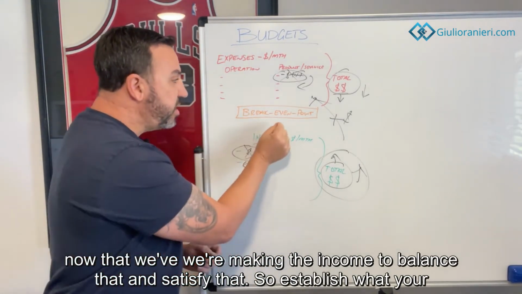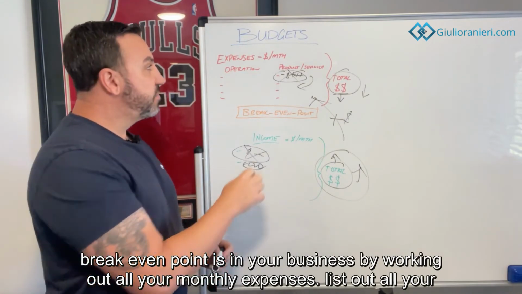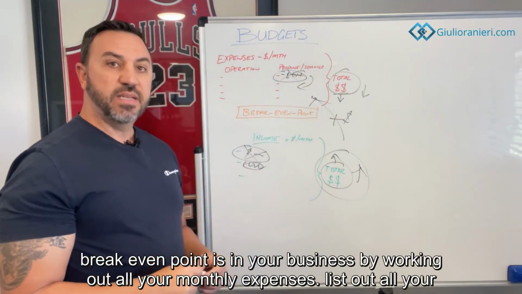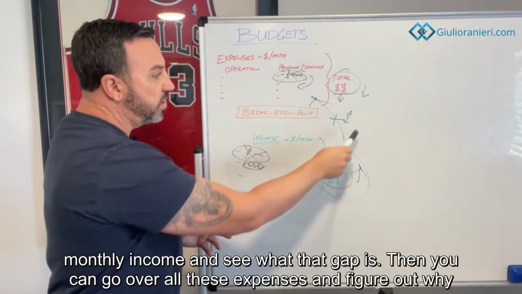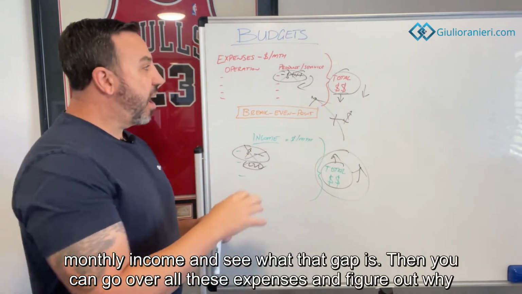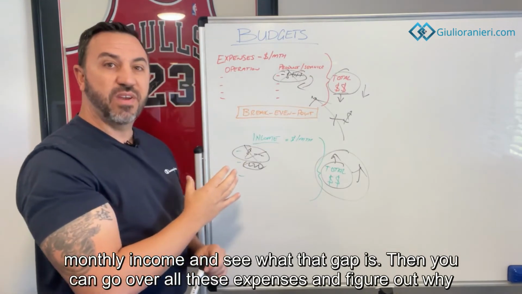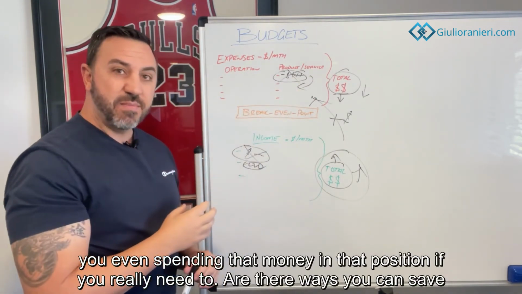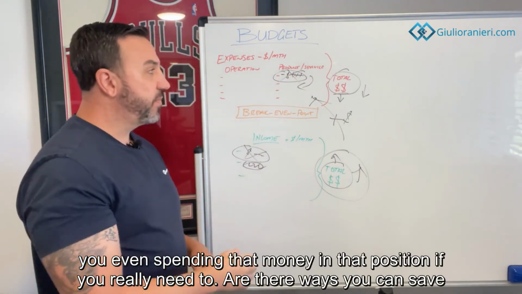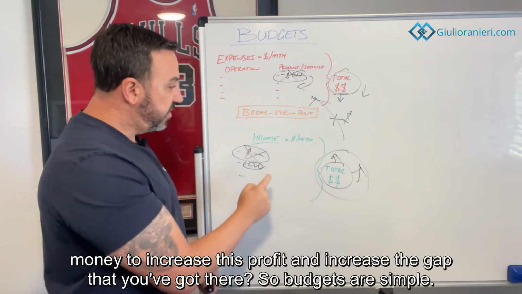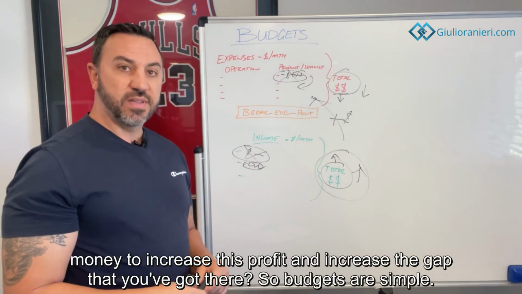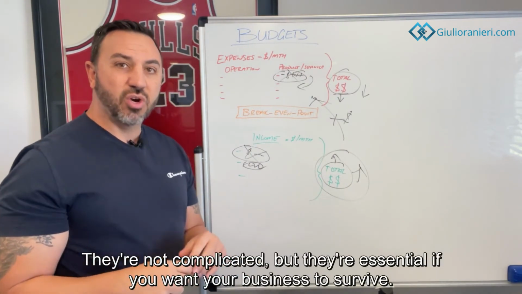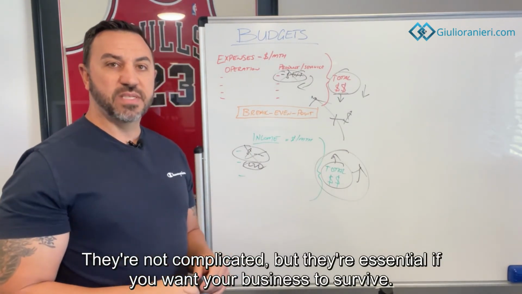So establish what your break-even point is in your business by working out all your monthly expenses, list out all your monthly income, and see what that gap is. Then you can go over all these expenses and figure out why you're even spending that money in that position if you really need to. Are there ways you can save money to increase this profit and increase the gap that you've got there? So budgets are simple, they're not complicated, but they are essential if you want your business to survive.